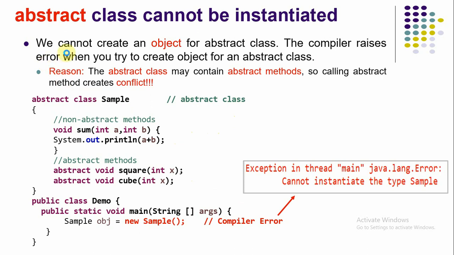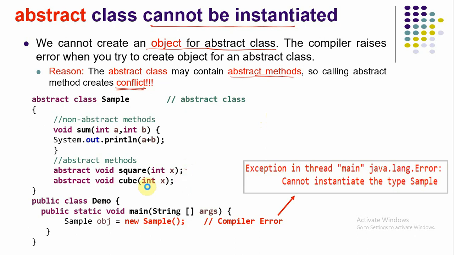And the basic thing is abstract class cannot be instantiated. Instantiated means we cannot create an object for the abstract class. So the compiler raises error when you try to create an object for an abstract class. The reason is abstract class may contain abstract methods. So calling this abstract method creates conflict, right? If you call the abstract method, there is no functionality there. So what functionality will be running? There is no functionality available for abstract method.